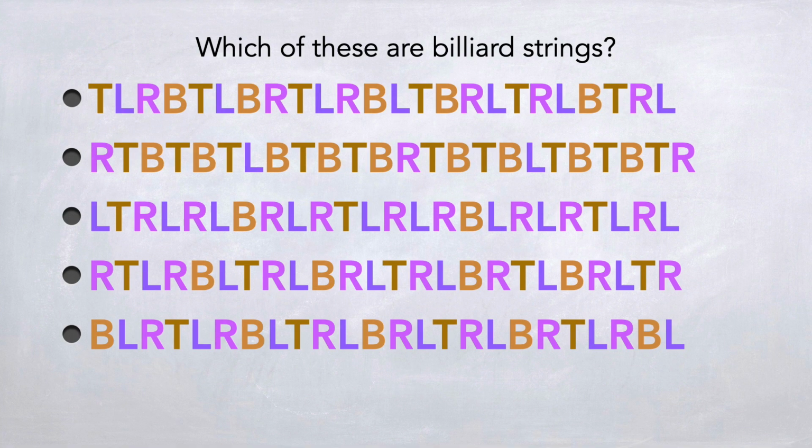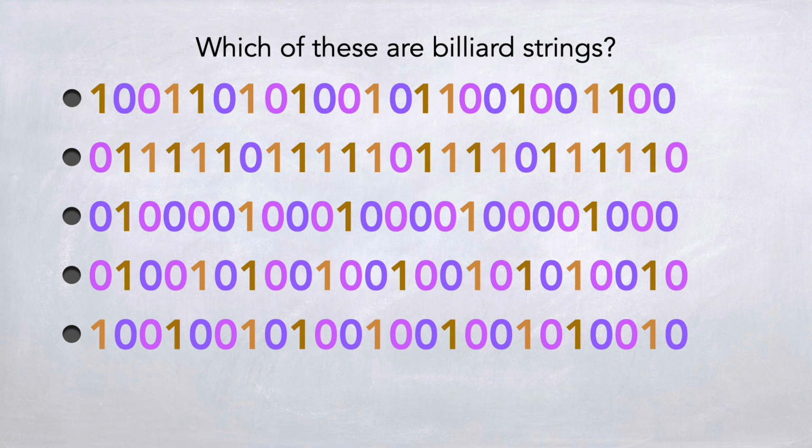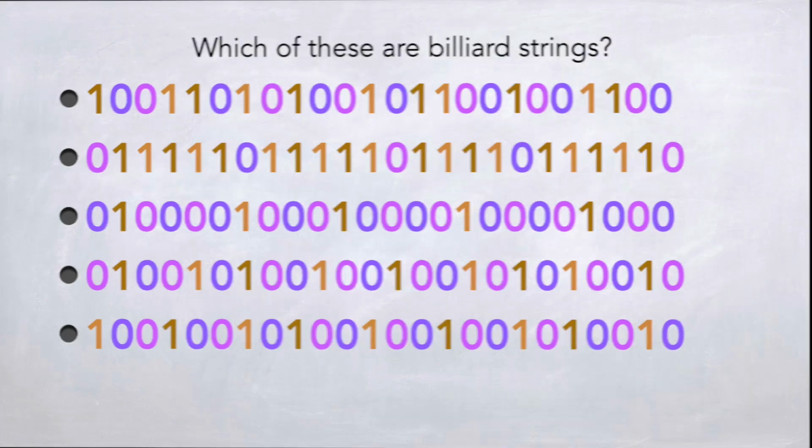Recall that we had 5 strings of LRTB for which we don't know whether they come from billiards or not. We will now replace all of the L's and R's with zeros and replace all of the T's and B's with ones to get 5 strings of zeros and ones. These are what we need to analyze.